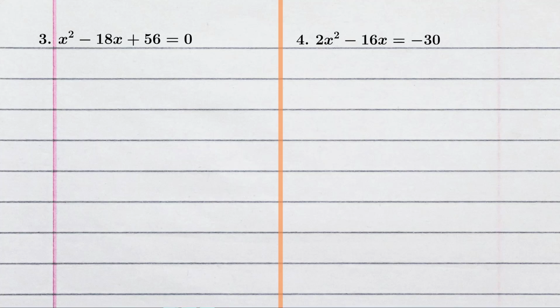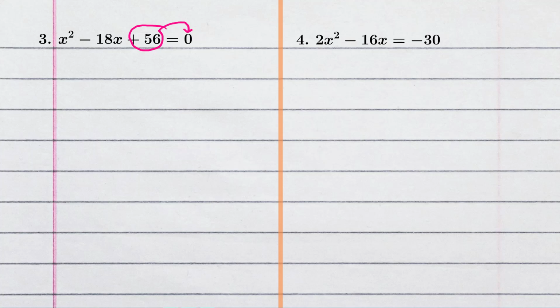And so I'm going to look and think about my steps. The first step is to get it to where this 56 is on the right-hand side. And so I have x squared minus 18x is equal to a negative 56.